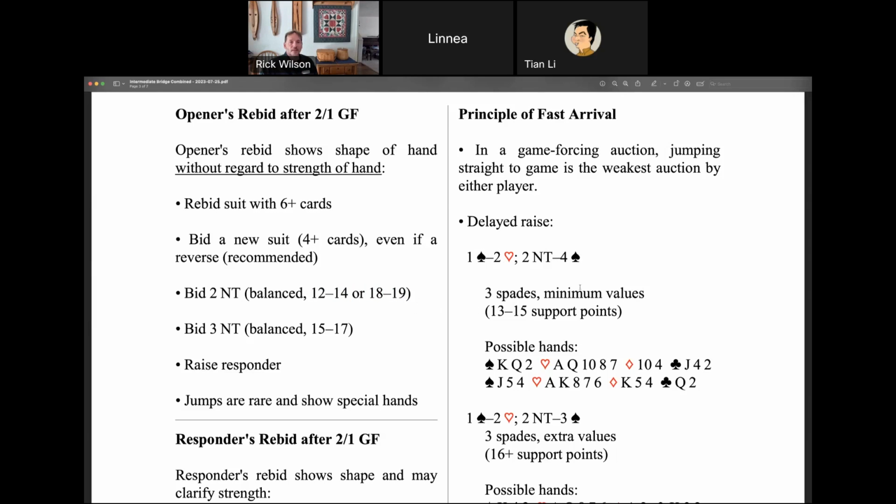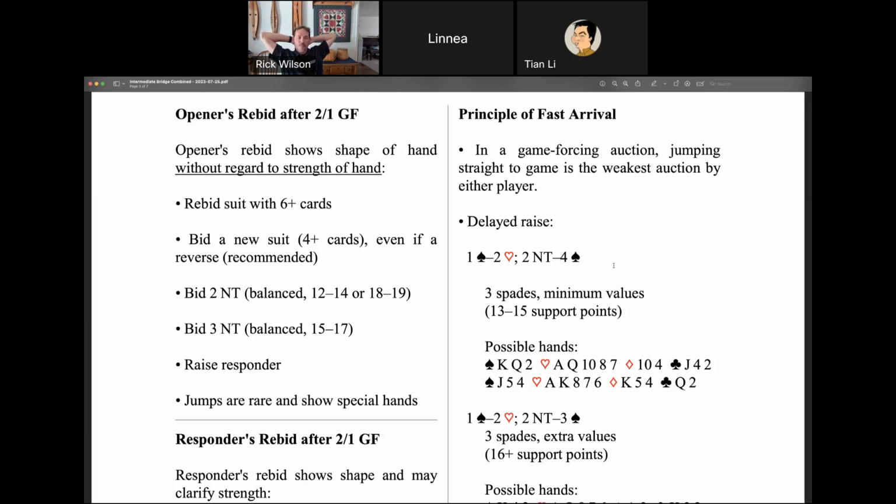Is this strictly 18 to 19 or could it be like 18 to 21? Well, with 20 or 21, you'd have opened 2 no trump. But with a hand where you don't really want to open 2 no trump, for the same reason you're bidding 2 no trump here after a rebid, if you had that many points and didn't want to open 2 no trump, you'd open 2 clubs, for the most part. So normally it means that specific range, and that's the textbook definition of that bid.